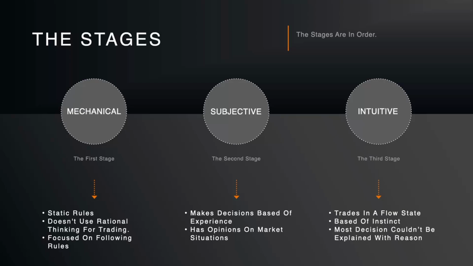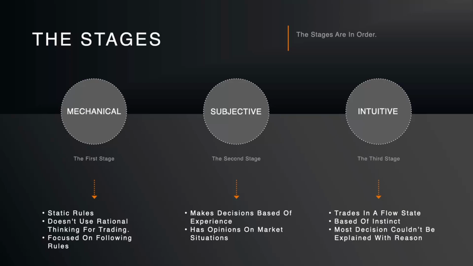But the intuitive are traders who, if you so-called could think of it, trade in a flow state. They trade in a zone. If we had to compare these traders to athletes, we would compare them to athletes who put up a dominant performance by playing in the zone and just having an absolute flow state. They trade based off instinct.